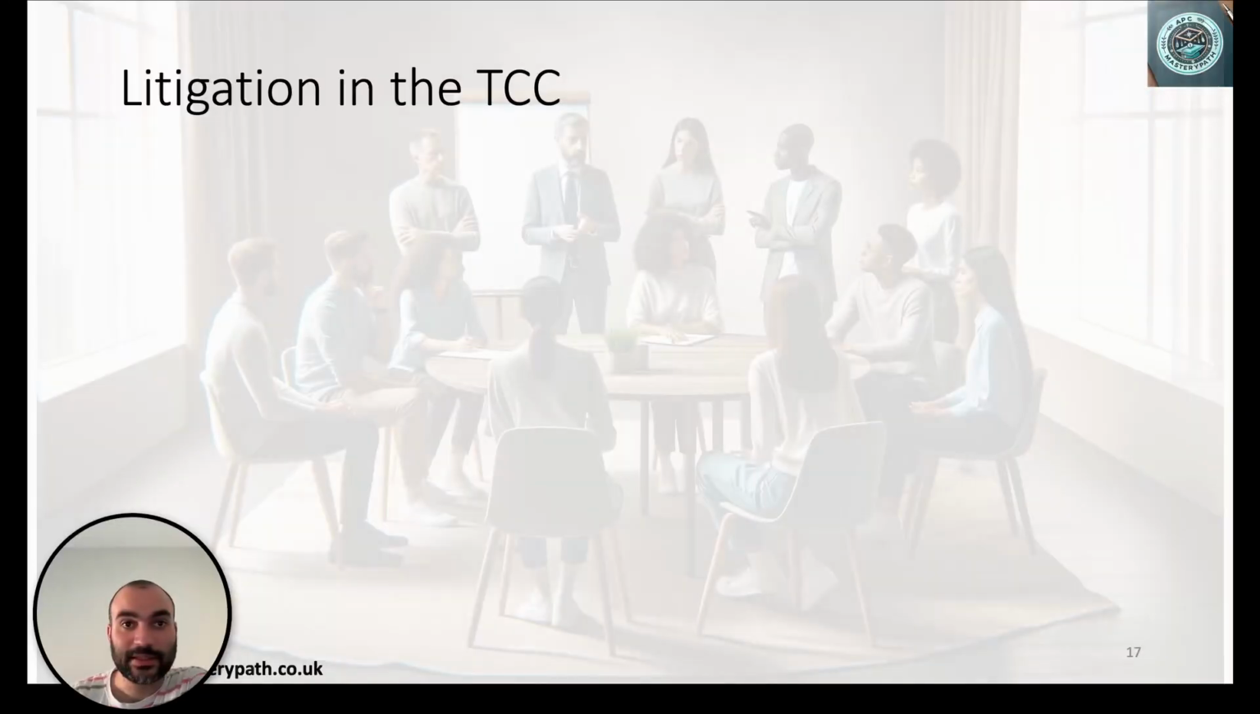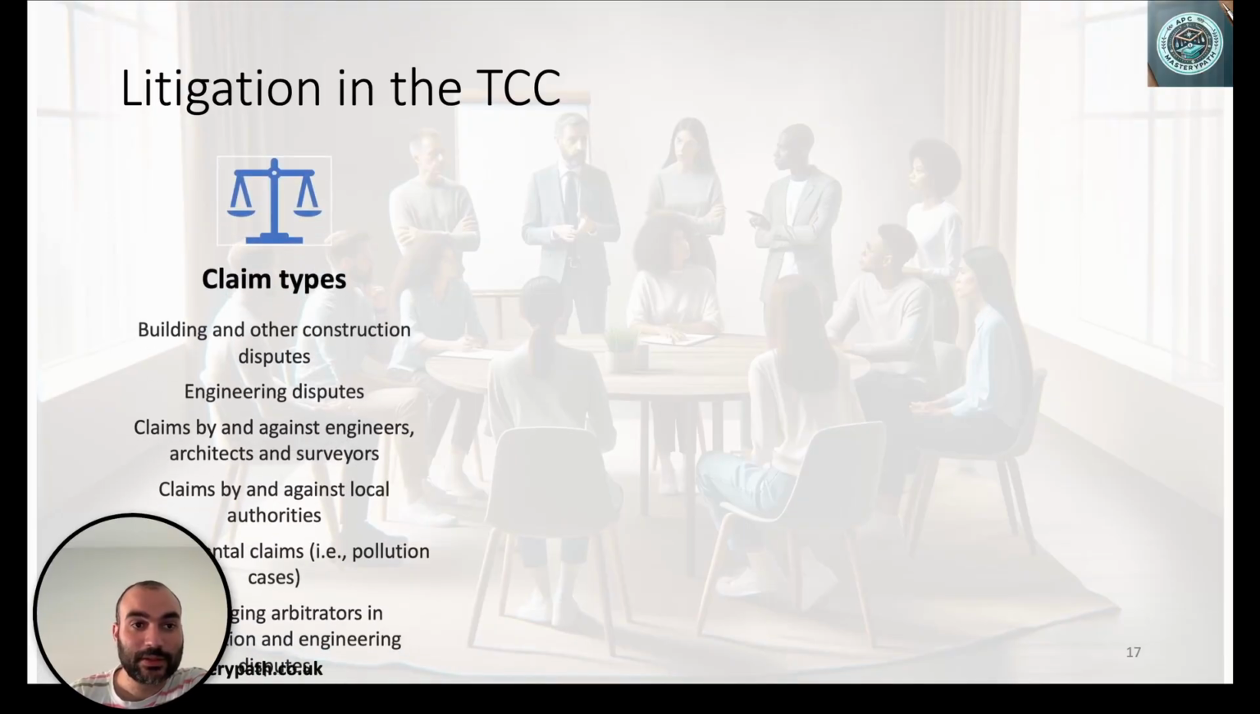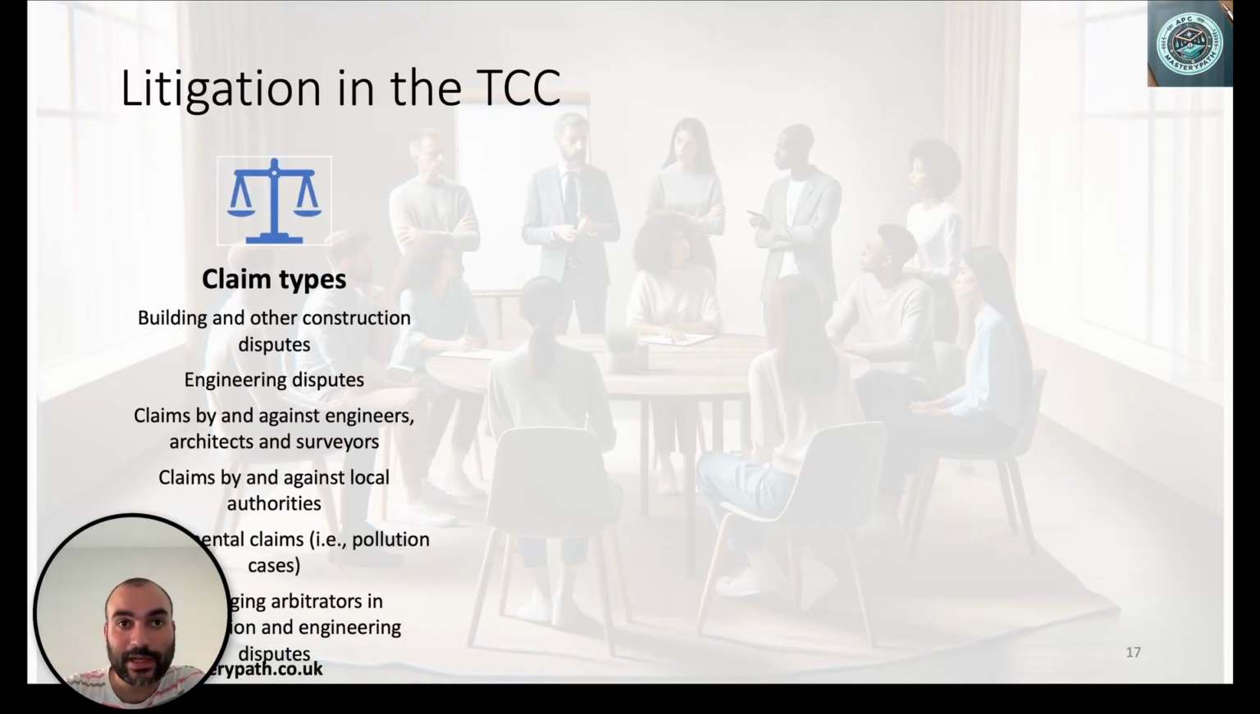Another thing is the litigation in the technology and construction court, and that's here in the UK. It accepts a wide variety of claim types or disputes that are related to construction, such as engineering disputes, claims against local authorities such as London Borough of Enfield or any other local authority, claims that are related to environmental matters such as pollution that is caused by a specific project or by a specific practice in one of the construction projects, and also challenging arbitration. And that is one of the most important aspects.